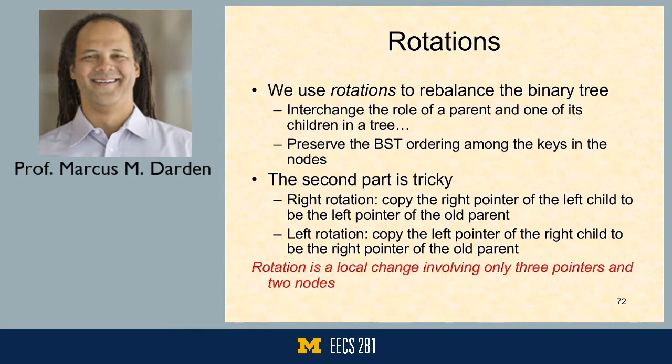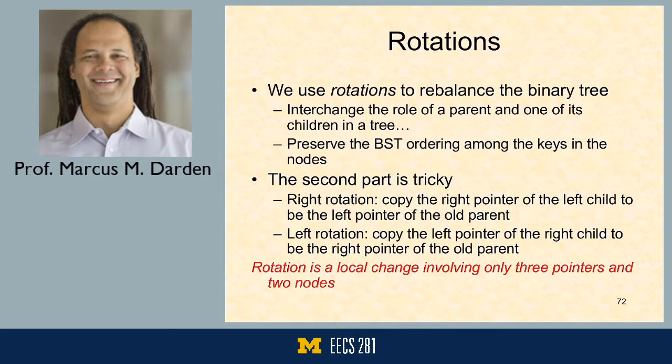All right, the easy part is what a rotation is. You just interchange the role of one parent and one of its children. So we've got some imbalance. We're going to say, hey, the child that's on the tall side, if I pull that child up and send the root down, it's kind of just like rotating things away from the imbalance. Then we just have to keep track of the BST property.